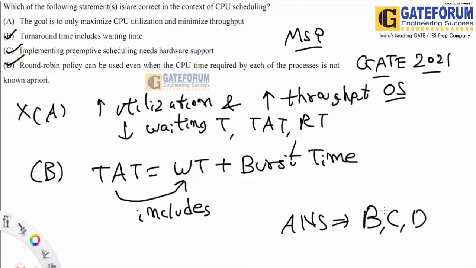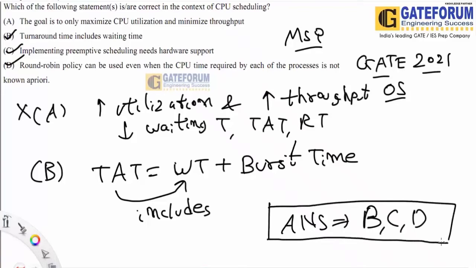This is a very simple question, friends, in which we just need to identify the basic concepts related to CPU scheduling. The first is wrong because the utilization and throughput also need to be increased. Second, turnaround time includes the waiting time plus burst time. Preemptive scheduling requires hardware support to swap the process, and round robin does not require any CPU time. So the basic idea of CPU scheduling helps to solve this problem quite easily.